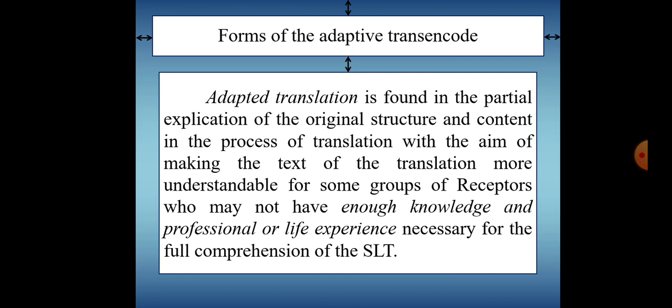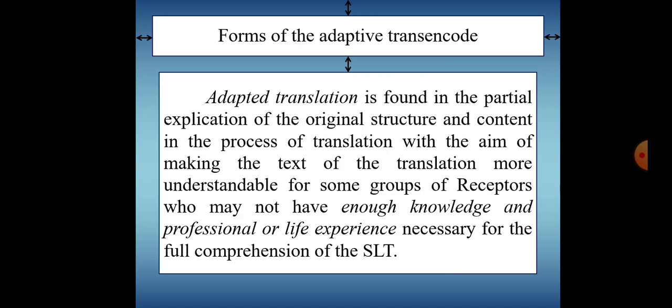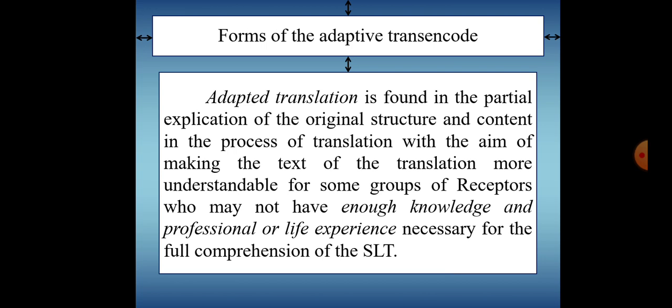Pragmatic adaptation may serve as an example of adaptive transcoding aimed at making an intended impact, which is carried out in the transformation of various advertisements into another language. These ads promote sales of the goods being advertised.